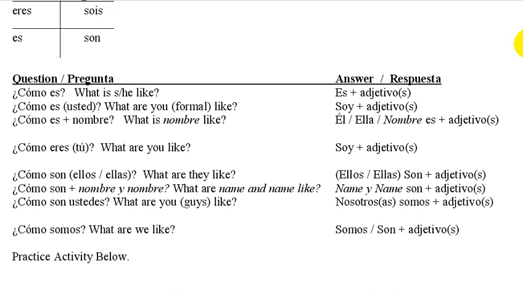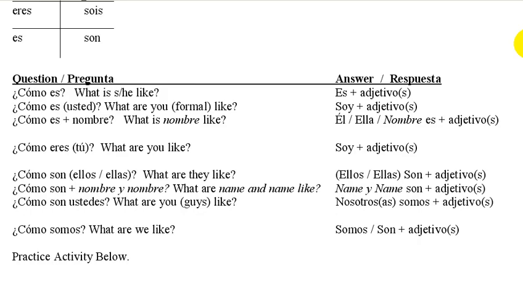The fourth question, ¿Cómo eres tú? Or just ¿Cómo eres? What are you like? So to answer that question, the person would say soy for I am and add an adjective after it or multiple adjectives. Let's see, fifth question, ¿Cómo son? Or ¿Cómo son ellos? ¿Cómo son ellas? Is what are they like?